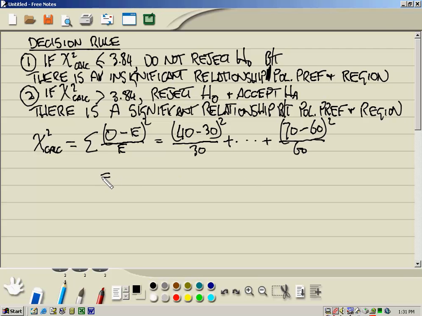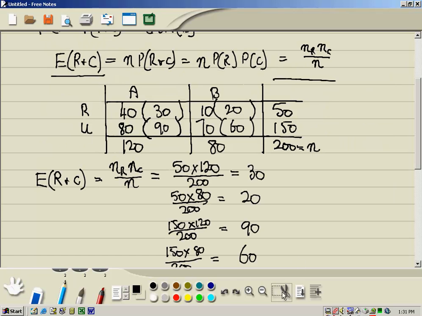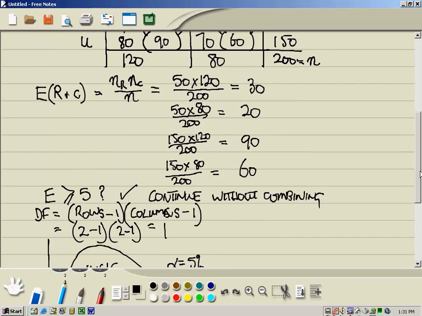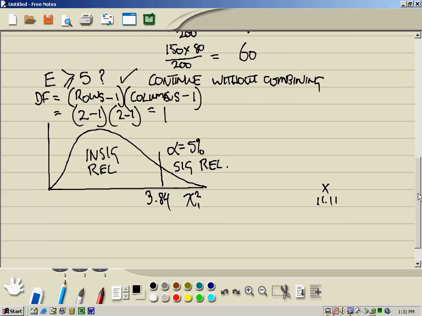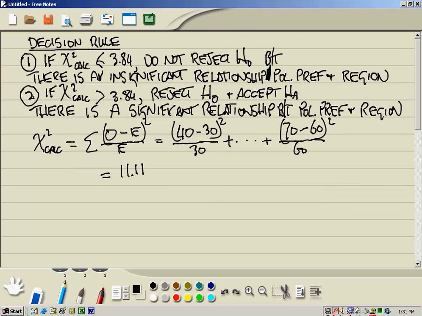Alright, and then it's a matter of calculating all those numbers. And that boils down to 11.1 recurring. And clearly that's greater than our critical value. Looking at a distribution, 3.84 is the critical value. Our calculated value is way out there in the tail, so we're going to reject the null.